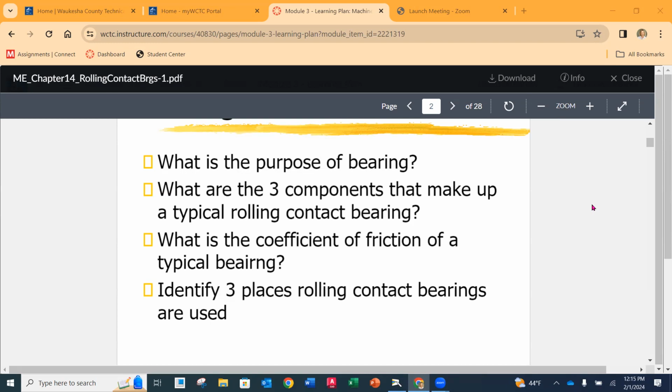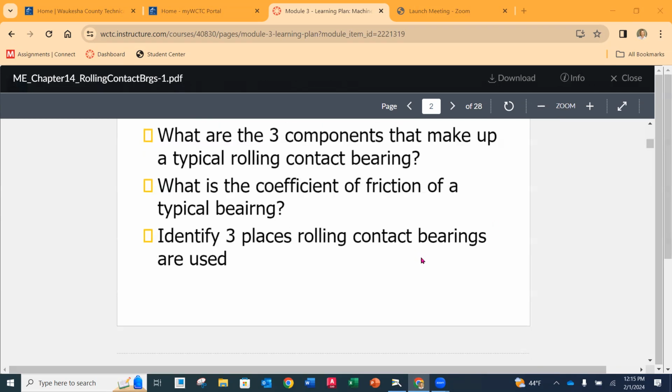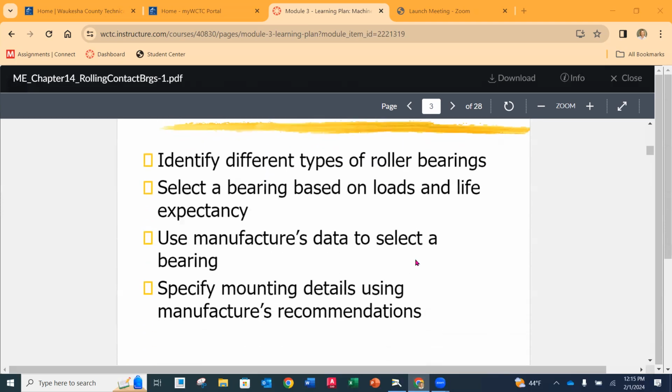Okay, all right. So that's kind of a nice little entry to what we're going to be talking about today. We're going to get you in the mood, if you would. So, objectives of this chapter. First and foremost, we're going to identify different types of rolling contact bearings. We're going to select a bearing based on load and life expectancies, so that's what we're going to use our vendor catalogs for. And then we're going to specify the mounting details using those manufacturers' recommendations.